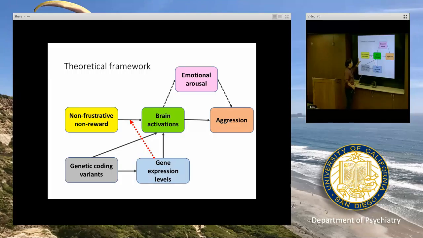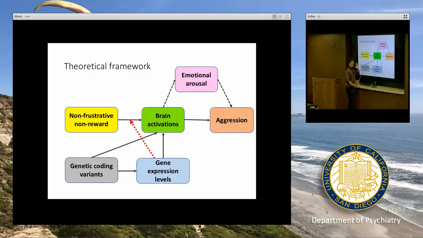We think that brain activation still remains the key actor in this pathway. Some kind of brain activation will increase corresponding to the level of aggressive behavior, right? But what comes before the brain activation is genetic factors. That's why we measure the genetic coding variants using next generation sequencing and also use RNA sequencing to look at gene expression levels. As you know, the DNA template theoretically will influence how much a gene is expressed, right? And how much the gene is expressed is supposed to influence the physiological consequence, such as how much brain area activation can be observed.